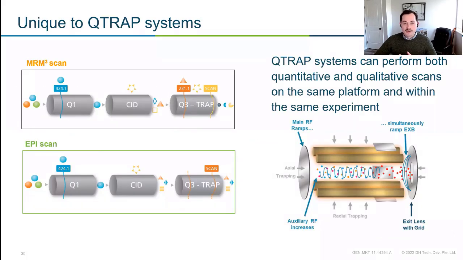But what are some of the other questions you can answer with an MS-MS experiment? These experiments are going to be unique to Q-traps, just as a heads up. The only difference really between a Q-trap and a triple quadrupole is that Q3 region. So Q-trap, right, quadrupole trap, everything up until that Q3 is exactly the same, operated in the same way. And then we have this trap.